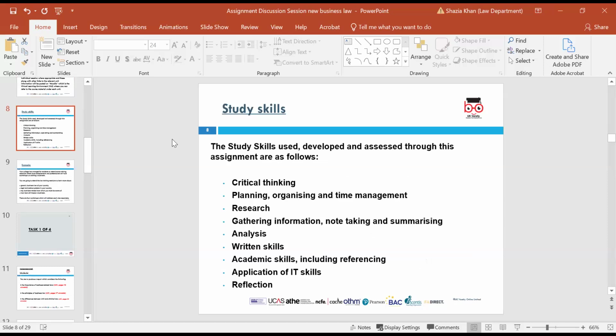Study skills. The study skills used, developed and assessed through the assignments are as follows: critical thinking, planning and organising, and time management, which is so important. Researching, gathering information, note-taking and summarising. Analysis, written skills, academic skills, including references. Again, Harvard referencing is the system we use for the UK Versity. Application of IT skills and reflection.